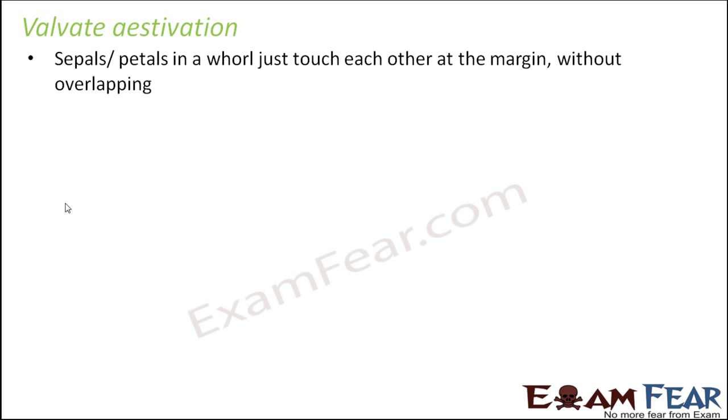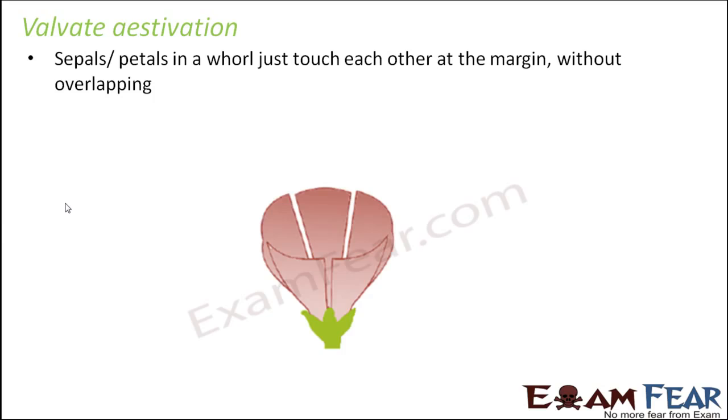Let us start with valvate aestivation. Here the sepals or petals in a whorl just touch each other at the margin without overlapping. Whether you talk about sepals or petals, they are arranged somewhat like this. If this is one sepal, this would be the next sepal, and the next one, and then finally the next one. Basically they all just touch each other. They do not overlap with each other. This kind of arrangement is called valvate aestivation.